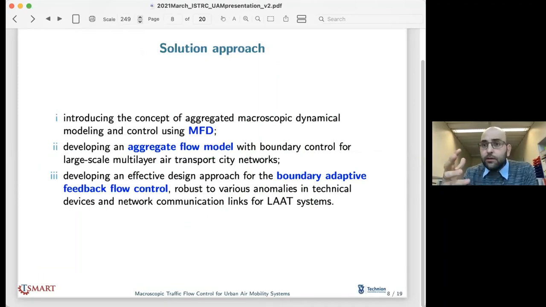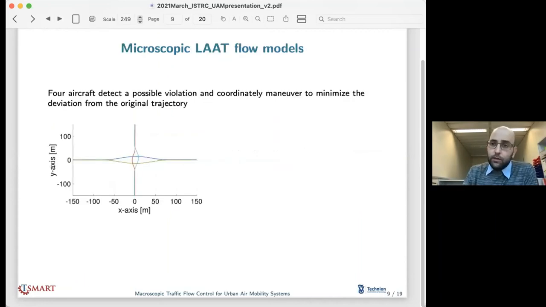And for this, we have this MFD concept, some relation that can be used from the urban vehicle traffic that can be utilized or imported to urban air mobility. We need to use this equation in order to introduce the model, and then we design the controller.